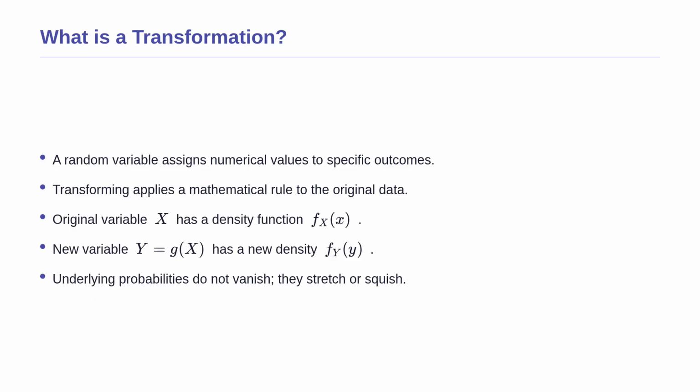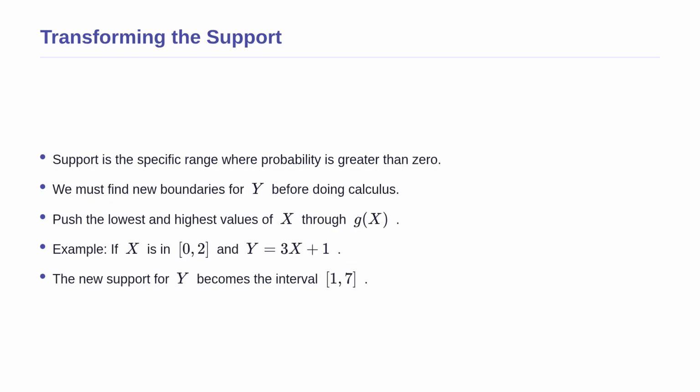Our original variable x has a specific probability density. When we transform it into a new variable y, those probabilities do not vanish, but they get stretched or squished. Our main goal is to find the exact shape of this new probability distribution. Before we jump into any complex calculus, we must first figure out where our new variable actually lives.